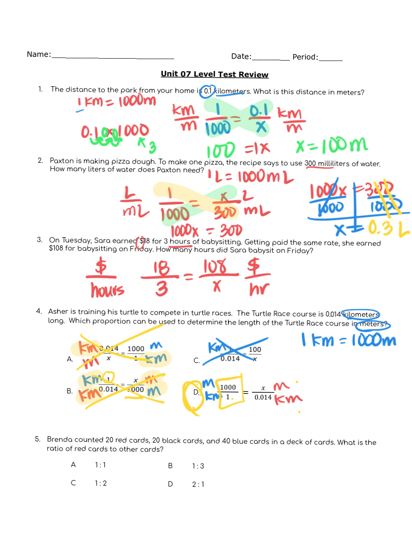All right, looking at number 5. Brenda counted 20 red cards, 20 black cards, and 40 blue cards in a deck of cards. What is the ratio of red cards to other cards? So I'm talking about red to the other, which would be not red.